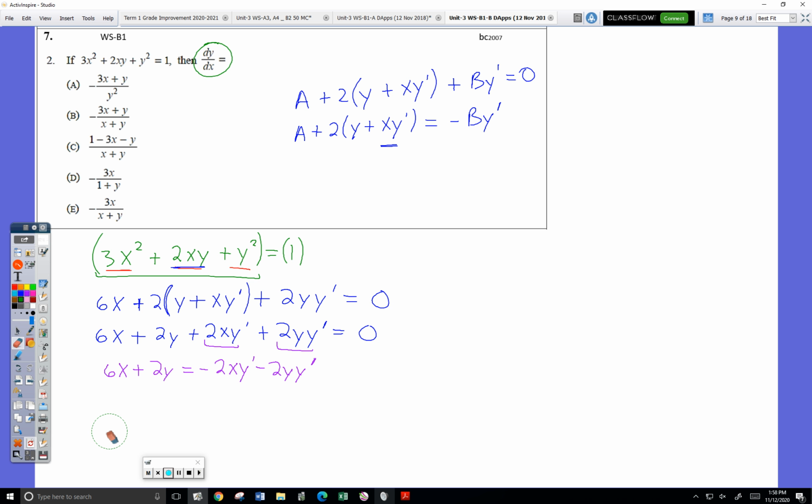Yeah. So what do you want me to write now? 6x plus 2y is equal to y prime parentheses negative 2x minus 1 times 1, yeah, subtract 2y.